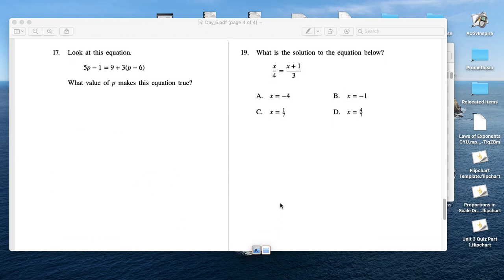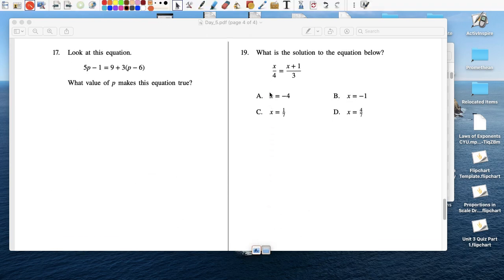19. What's the solution to the equation below? Okay, so again, there are a lot of ways you can do this. You can get rid of the fractions. One way of doing it is, in this case, both denominators are different, so you find the lowest common multiple, which is 12, and multiply both sides by 12. So take that, multiply it by 12, and take the other side and multiply by 12.